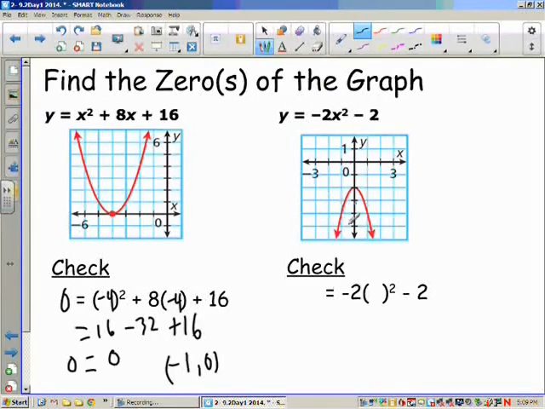And now we look at this graph on the right here. Notice that it never crosses the x-axis, therefore the y value goes from negative infinity, it comes up, gets to -2, and then goes back down. It never reaches 0. The highest it gets, its maximum, is -2. Never quite gets to 0. There are then no zeros for this graph.